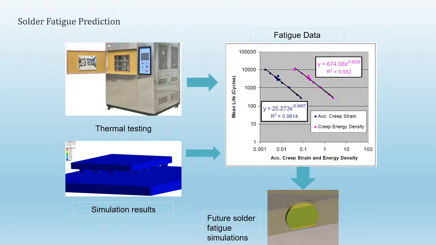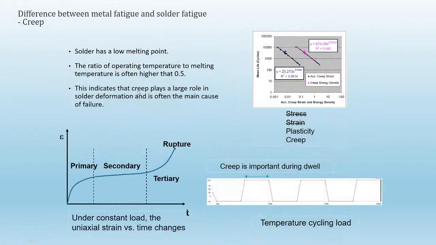So this is one of the key things you want to understand when you're doing solder joint fatigue: just to generate the material data, to get the fatigue curve, you need to have both the simulation data as well as testing data. Okay. So that's one of the differences.